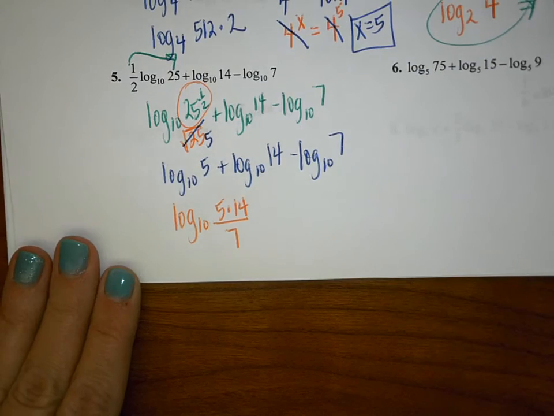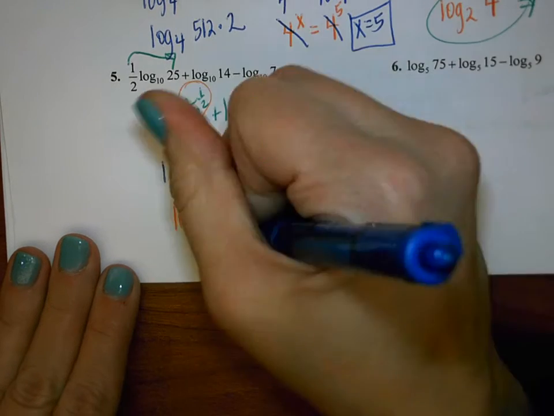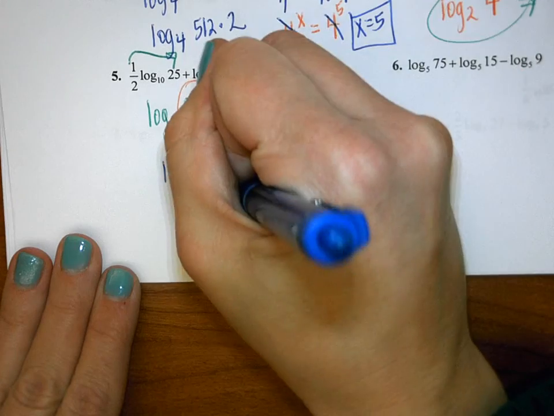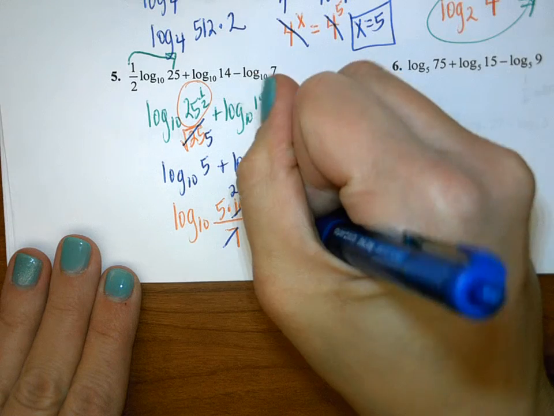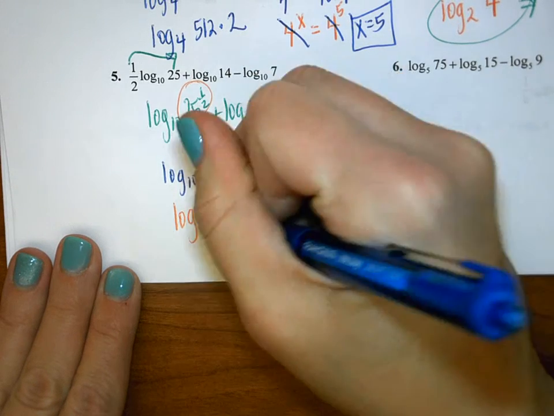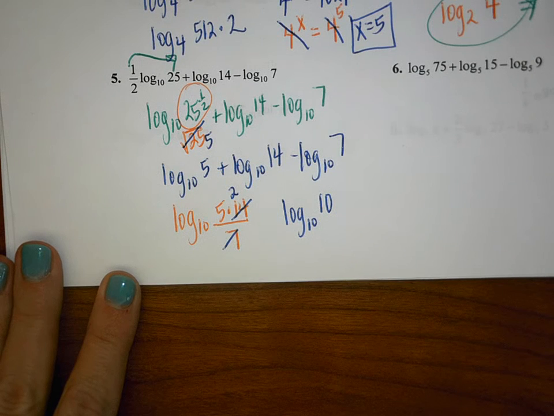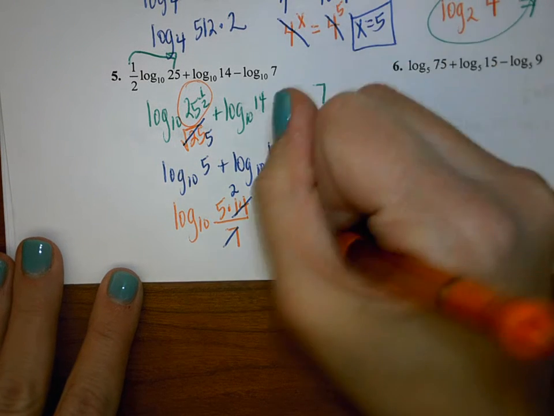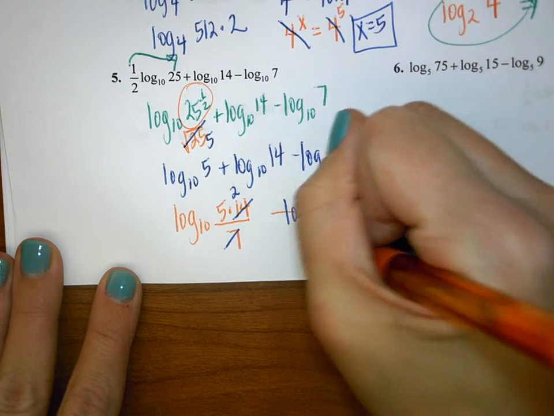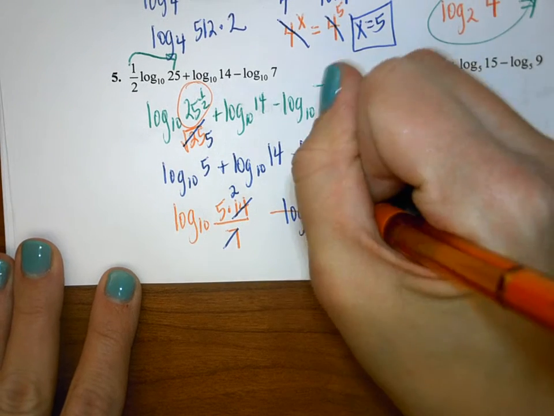And then we'll reduce here, and I notice that 7 and 14 can reduce, so 7 goes into 14 2 times. So now I have log base 10, and 5 times 2 is 10. And there's no exponent here, so what exponent is actually there? A 1. And these match, those cancel out, so that means my answer is 1, which was my exponent.